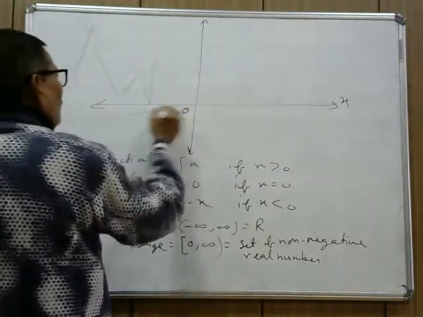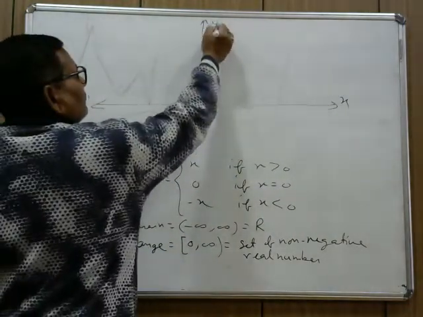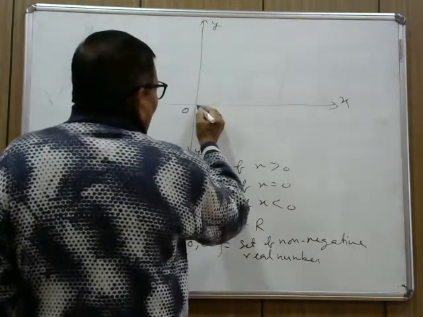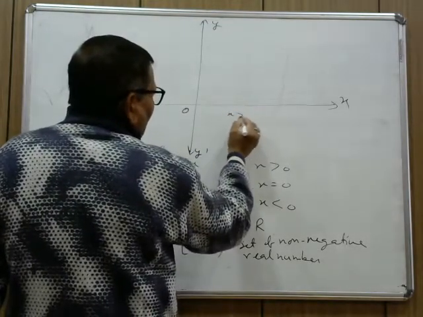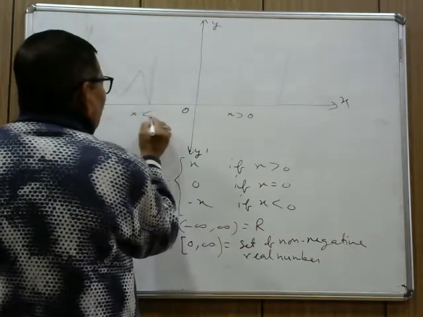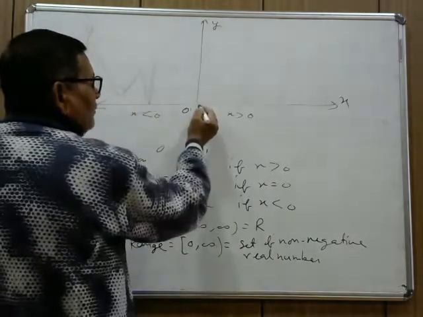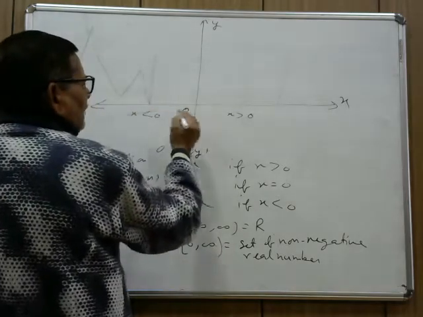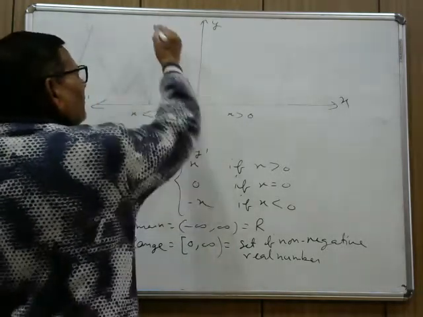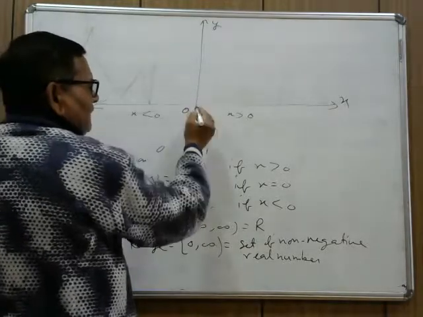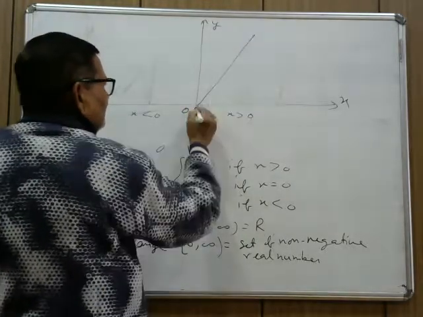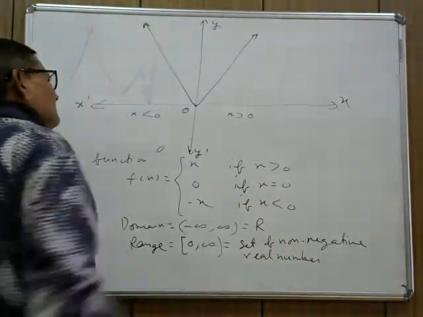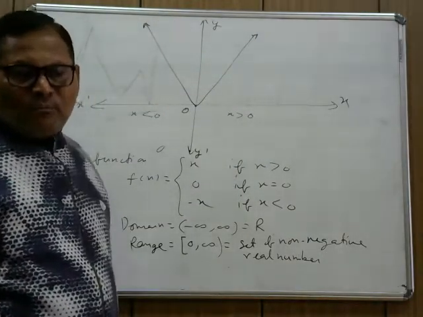X, O, X dash, Y, O, Y dash. So when x is greater than 0, this is the part where x is greater than 0, and this is the part where x is less than 0. When x equals 0, the function is 0. In both the parts, your f(x) assumes only positive values. The value of y is always positive. So the graph goes like this. This is the graph of the modulus function.